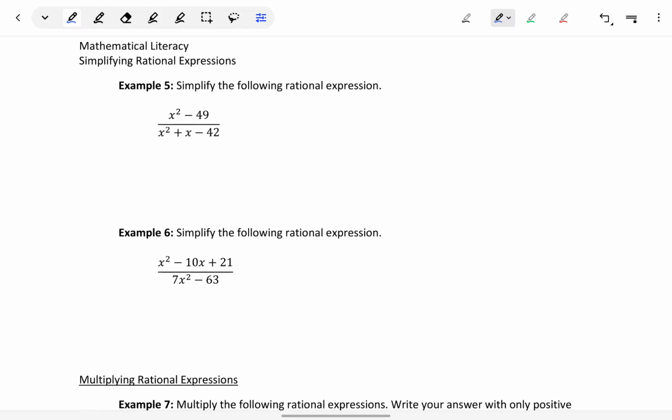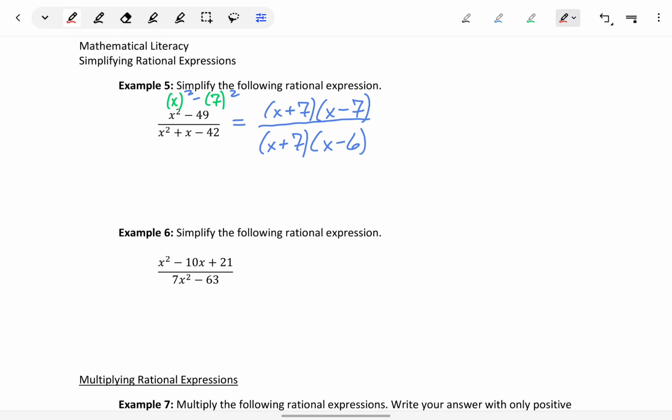In example 5, we have a binomial divided by a trinomial. We'll again look at factoring. In the numerator, we have difference of squares, since this is the same thing as x squared minus 7 squared. We can rewrite the numerator as x plus 7 times x minus 7, and the denominator of x squared plus x minus 42 will factor to x plus 7 times x minus 6.